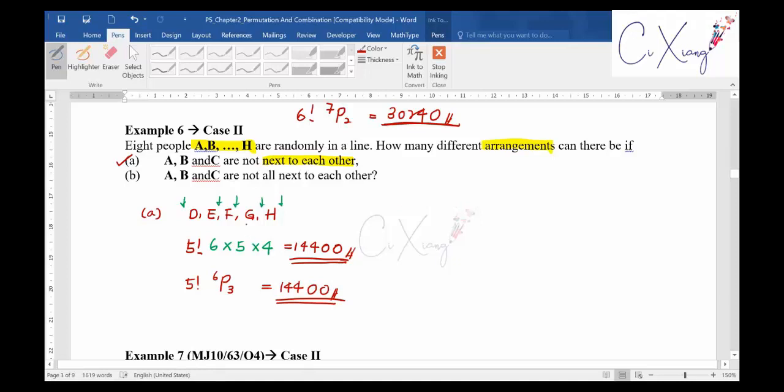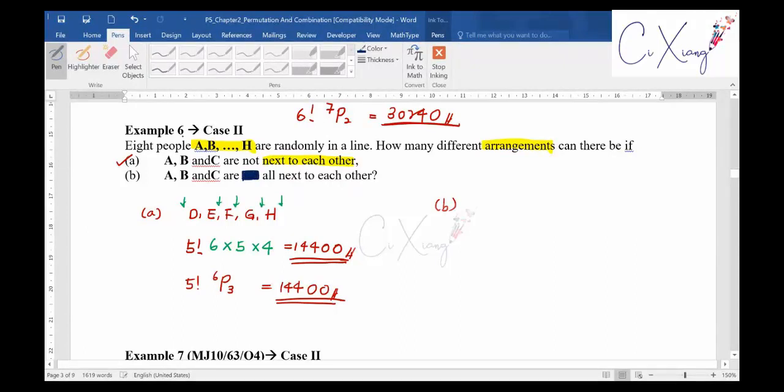Okay, so you can see that we arrange the letters that want to be separated last. Lastly, only you arrange them. Okay, then for part B. So for part B, they said A, B, and C are not all next to each other. So when you look at this one, it is a bit confusing, but no worry. I will ask you to cancel off the word not first.